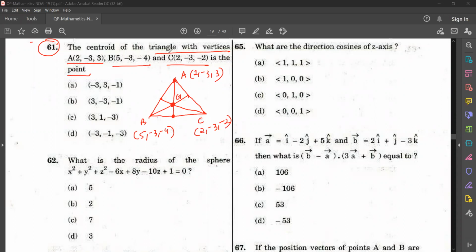I'm giving you 1 minute. Please try. Comment your answers. Very direct question. We have a direct formula also. Those who don't know the formula, just note down that for the centroid, x is equal to (x1 plus x2 plus x3) by 3, y is equal to (y1 plus y2 plus y3) by 3, z is equal to (z1 plus z2 plus z3) by 3. So find out.